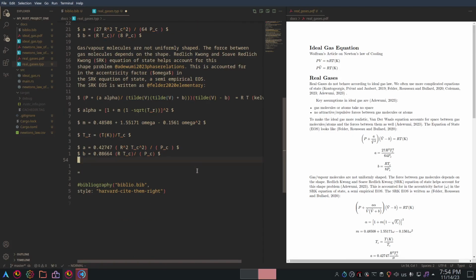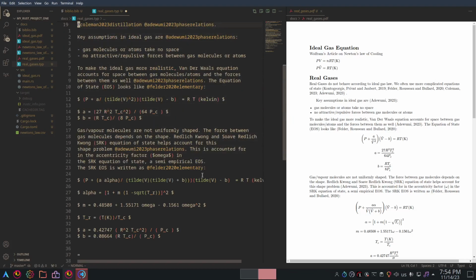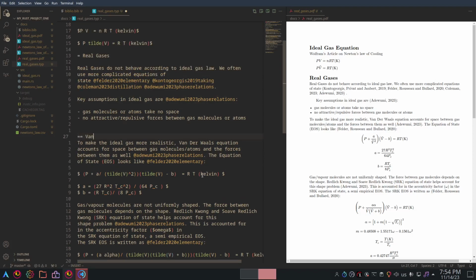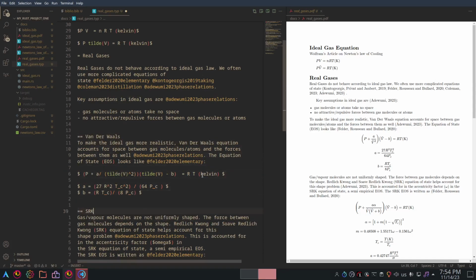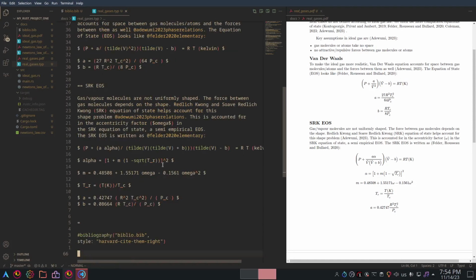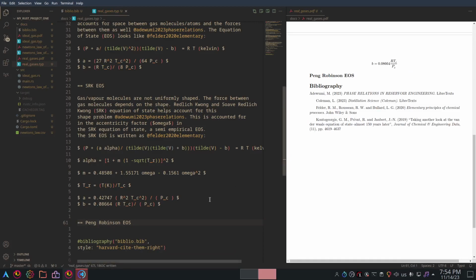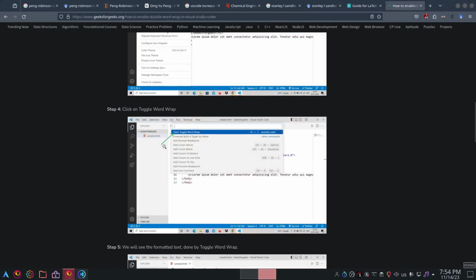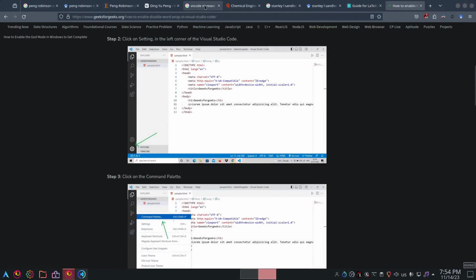So let me do this first. Van der Waals, SRK EOS, and I'll have it over here. Then I will have Peng-Robinson, Peng-Robinson EOS. Again, I'm going to add my references here. So some historical background as usual. So this is how you do the text wrapping thing.